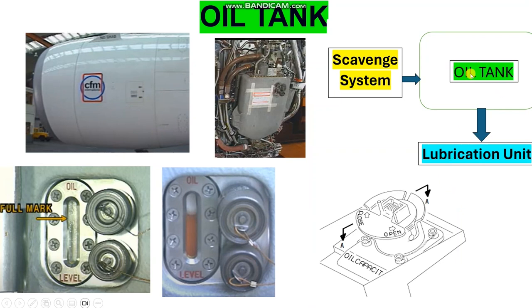This is the oil tank. The output is the lubrication unit. This is the supply. Here is the return scavenge system. This is the return to the oil tank. Look here, take care here. This is the flapper, open, close, go up or go down. Okay, take care. To open, you must carry out this instruction.